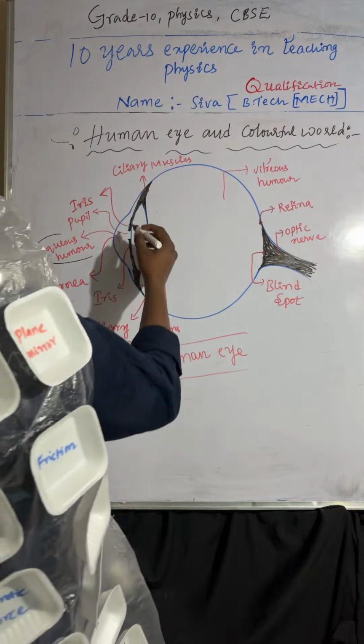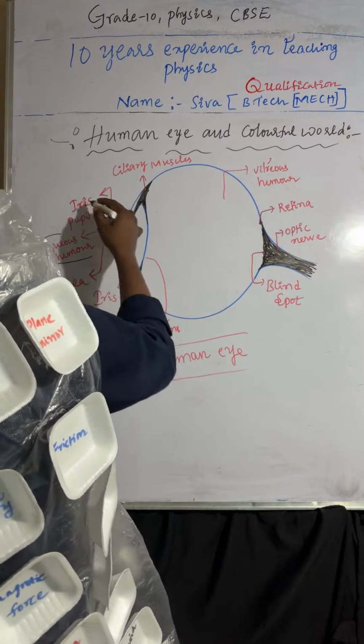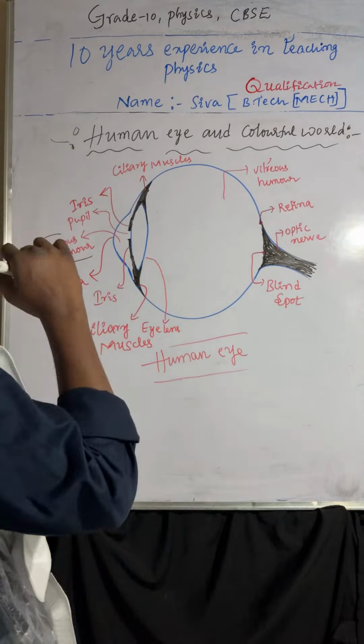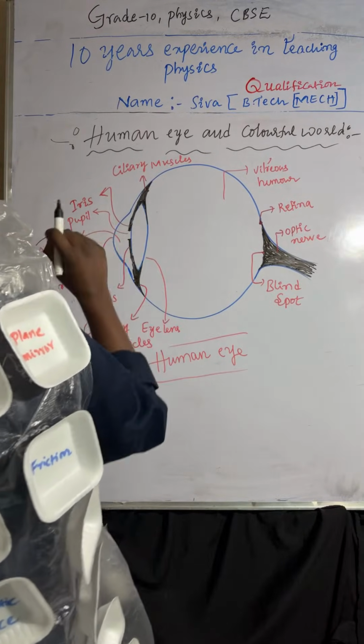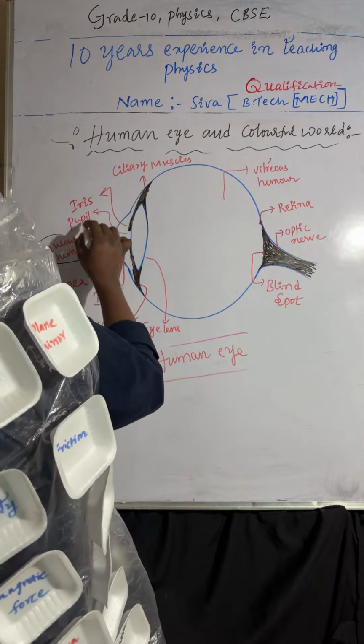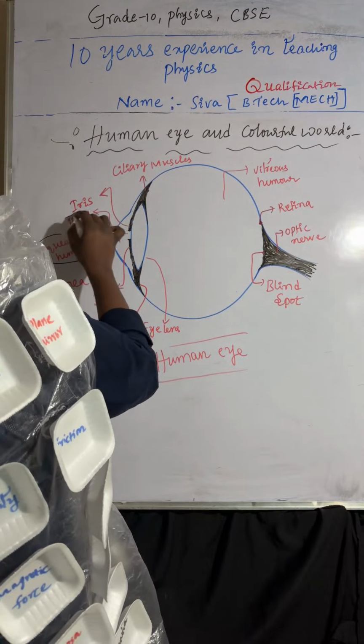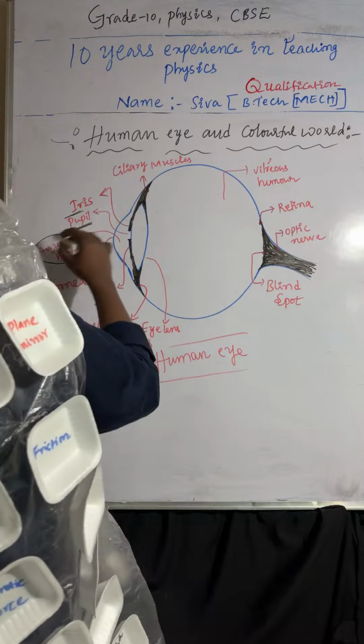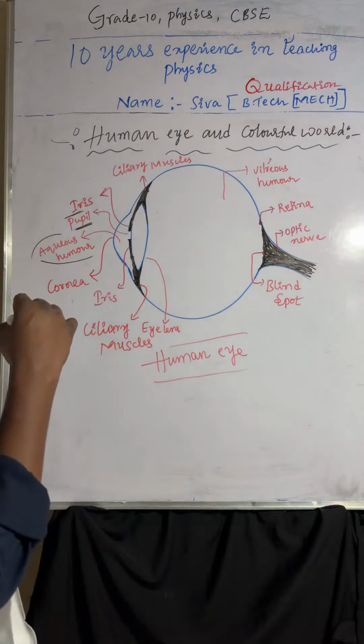Coming to the iris. Iris is a dark muscular diaphragm which controls the size of the pupil. The pupil controls the amount of light entering into the eye. So that is about the pupil.